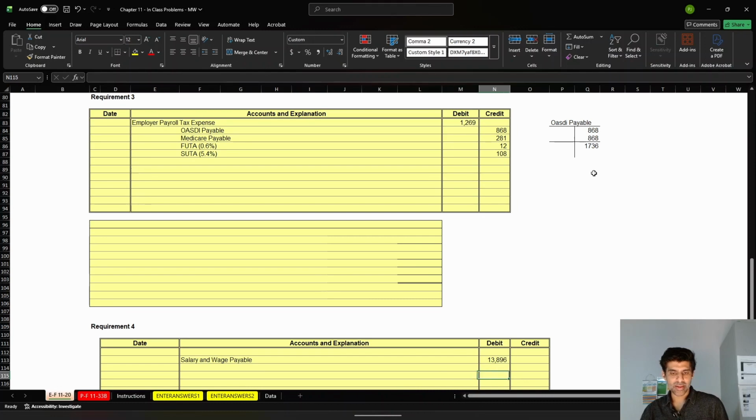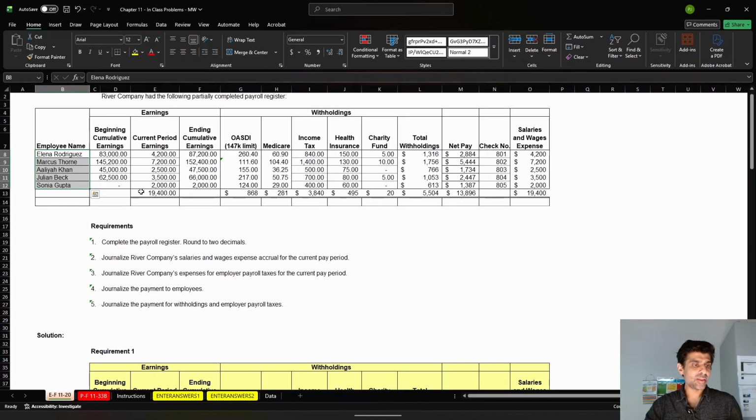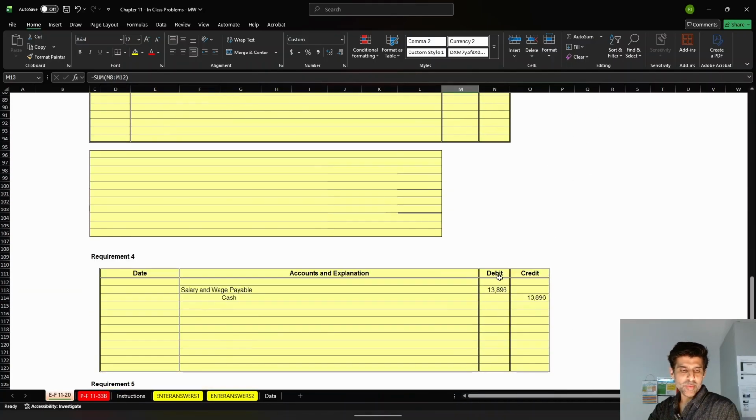So what should I credit? What account? Cash. Exactly. This is going to be 5 checks, right? And the respective amounts are this, this, this, this, this. But the total amount of cash that is going out is 13,896. Okay, so that's the first one. This is on payday, or whatever my payday is.